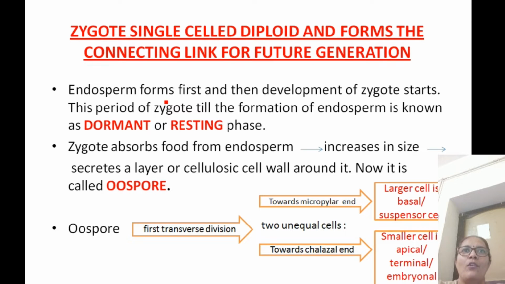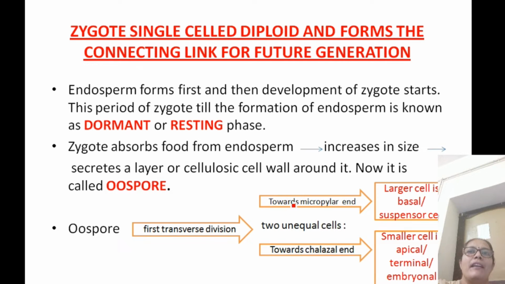The zygote absorbs food from the endosperm. It increases in size and it secretes a layer of cellulosic cell wall around it. Now this zygote at this stage, with the covering, is called oospore. Next process, the oospore then undergoes first transverse division and it results in two unequal cells.